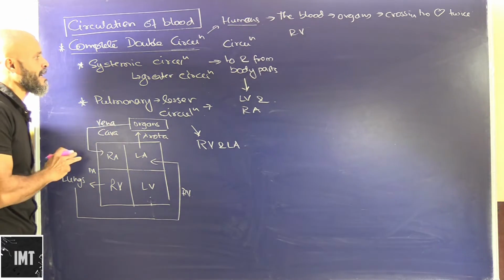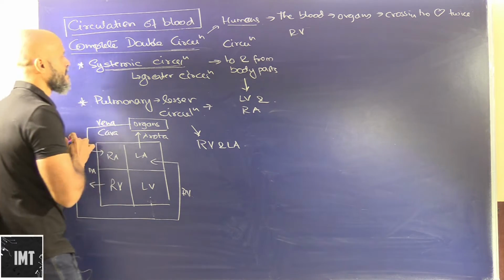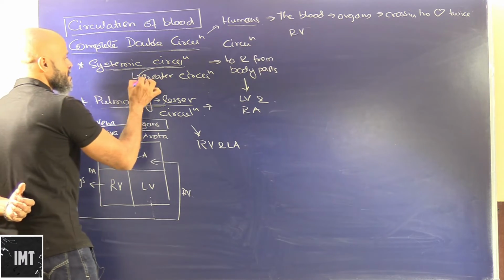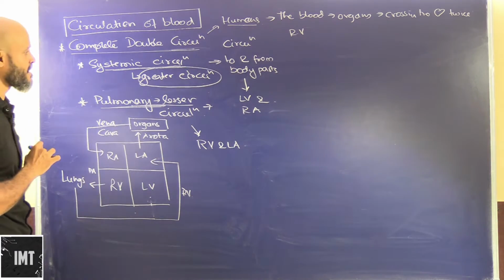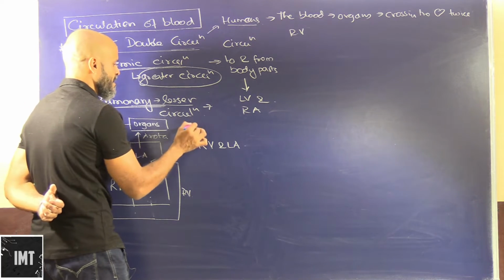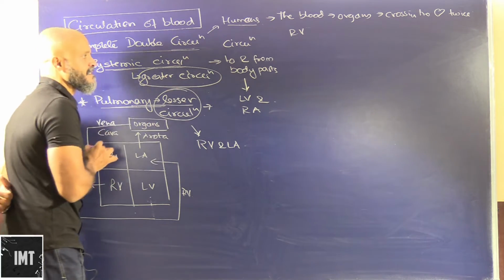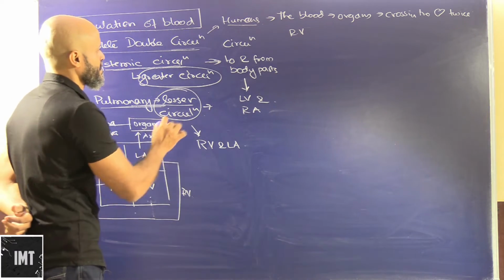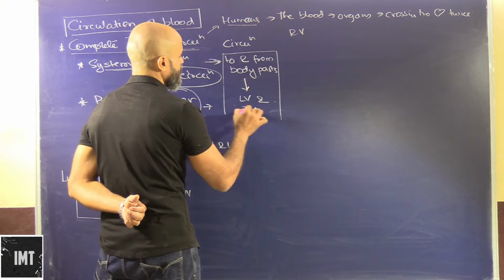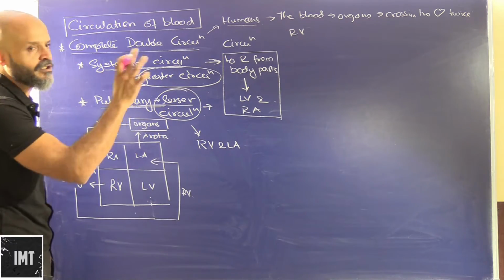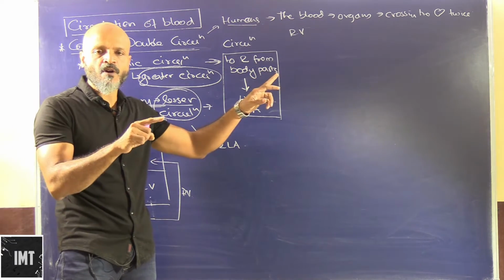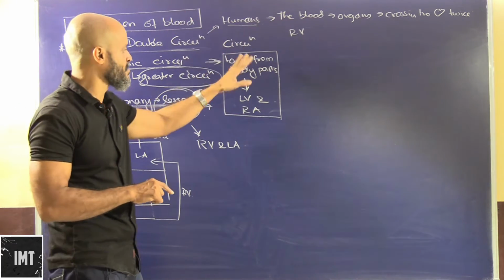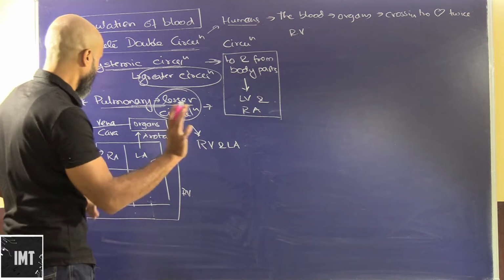Now we have two types of circulations. One is known as the systemic circulation and the other is known as the pulmonary circulation. The systemic circulation is also known as the greater circulation, and the pulmonary circulation is also known as the lesser circulation. What happens in systemic circulation? It is to and from body parts. The blood from the various body parts reaches the heart, and the blood from the heart reaches the various body parts. It is carried out by the left ventricle, and we'll see how.